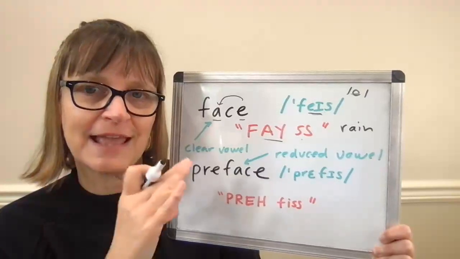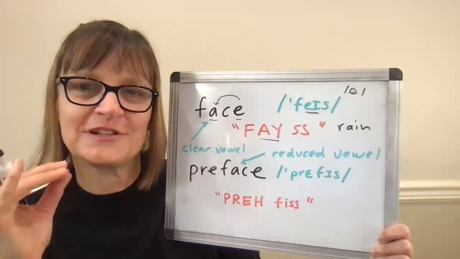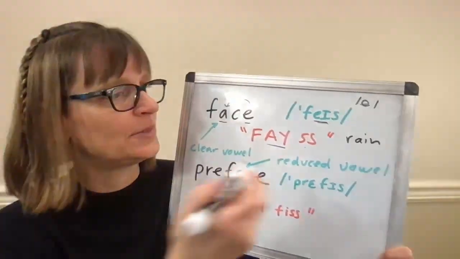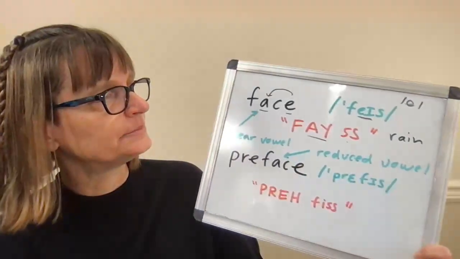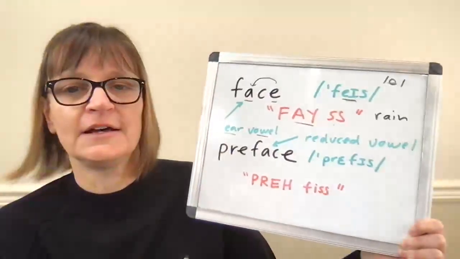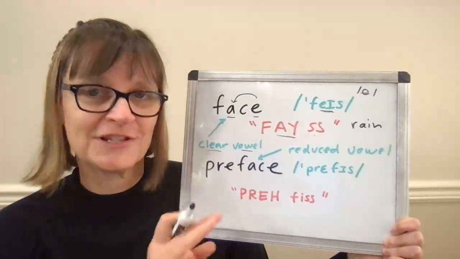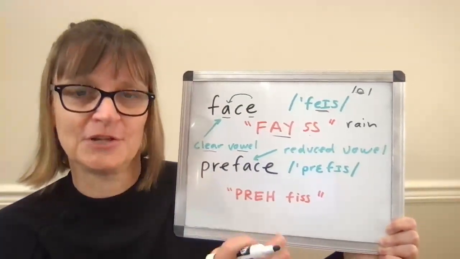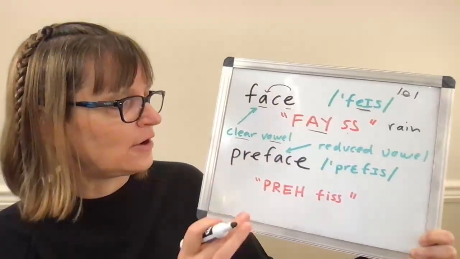So as I say A, my jaw closes a little bit and my tongue relaxes a little bit and my tongue lifts to do that A. Okay, so the clear vowel, face, is here because it's only one syllable. That's the stressed syllable. It's got a stressed clear vowel.